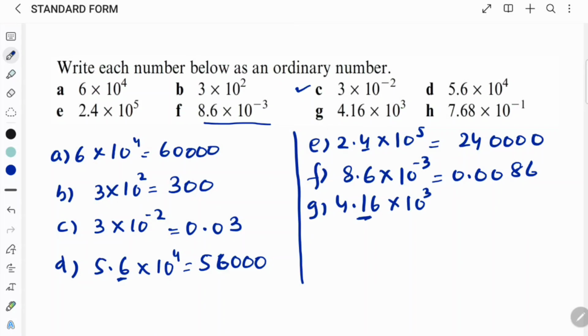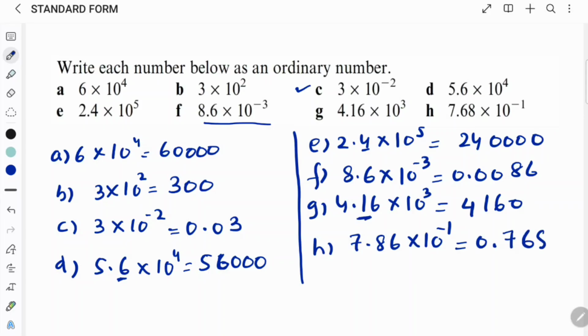Two numbers are available. One more extra zero you put to maintain 10 cube. Means you are multiplying by 1000. 4160, 4160. And the last part H is 7.86 multiplied by 10 to the power -1 means 0 point and then -1 means 7 should be at the first place, 786. I hope you understood all the questions. Please do all the question again. If you have any problem, then do the practice.